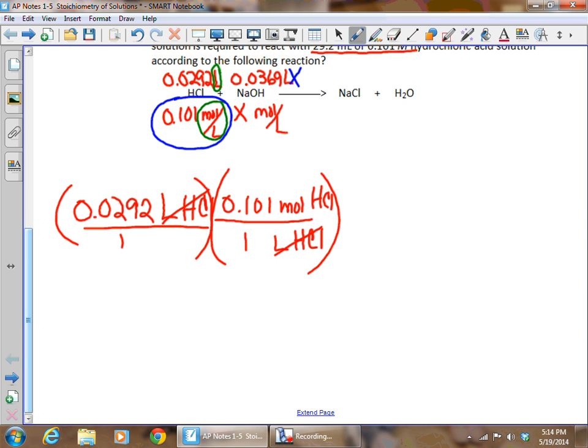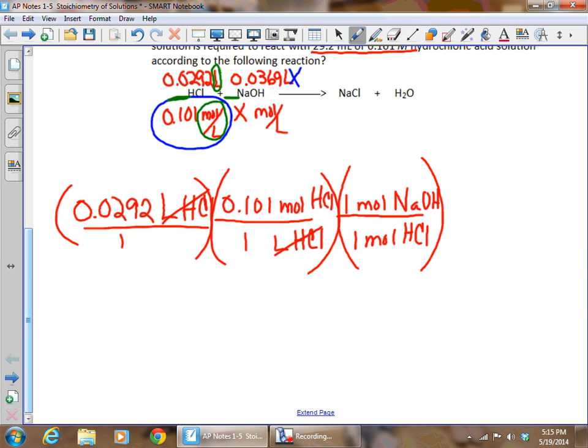This one's easy to do because if you notice, this is a 1-to-1 reaction. There's 1 mole of HCl for every 1 mole of NaOH. So it doesn't change the values numerically, but it does switch the substances, so it's still an important step. We've got 1 mole of NaOH for every 1 mole of HCl.